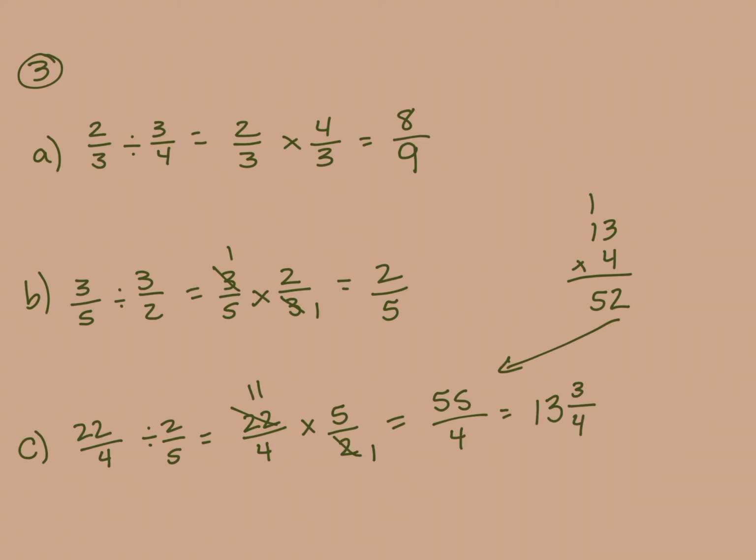Number 4 says Summer used 2/5 of her ground beef to make burgers. If she used 3/4 of a pound of beef, how much beef did she have at first? So she used 2/5 of the amount she had, which was 3/4. So 3/4 is 2/5 of what number?